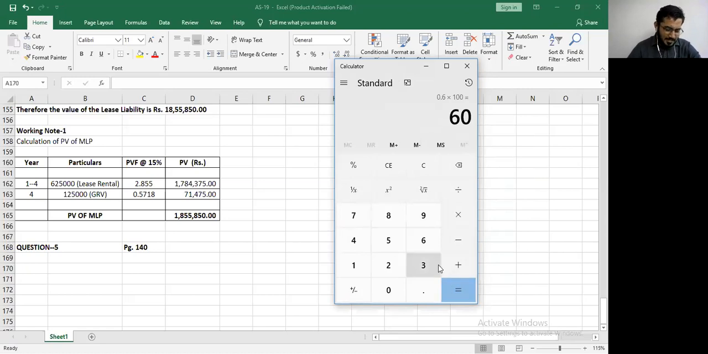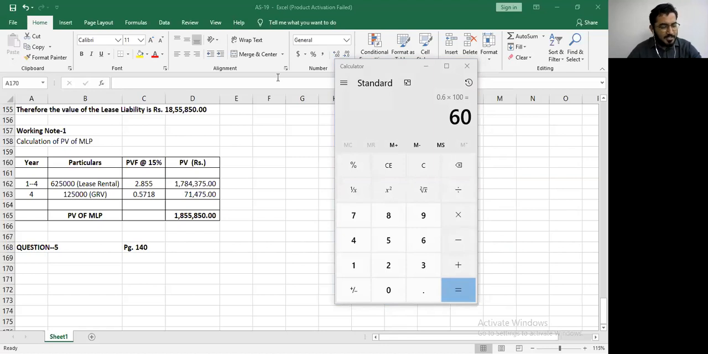60%. Since 60% does not cover the major part of the useful life of the asset, which is 75%, this is definitely not a finance lease looking at this one condition. We are still to look at the entire question, but looking at the first part, 3 divided by 5 into 100, I get 60. I must get minimum 75 in order for it to be classified as a finance lease. Come to the next one.